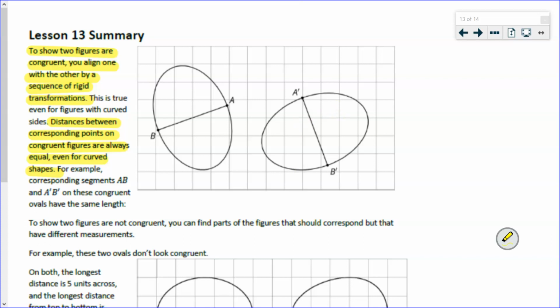And here's the part that we need to underline in purple. I'm going to highlight it and underline it in purple because I want to get that color coding. To show that two figures are not congruent, you can find parts of the figure that should correspond, but have different measurements. That's what we also wrote in purple earlier. It's a clue. It's a tool to help us show that it is not congruent.